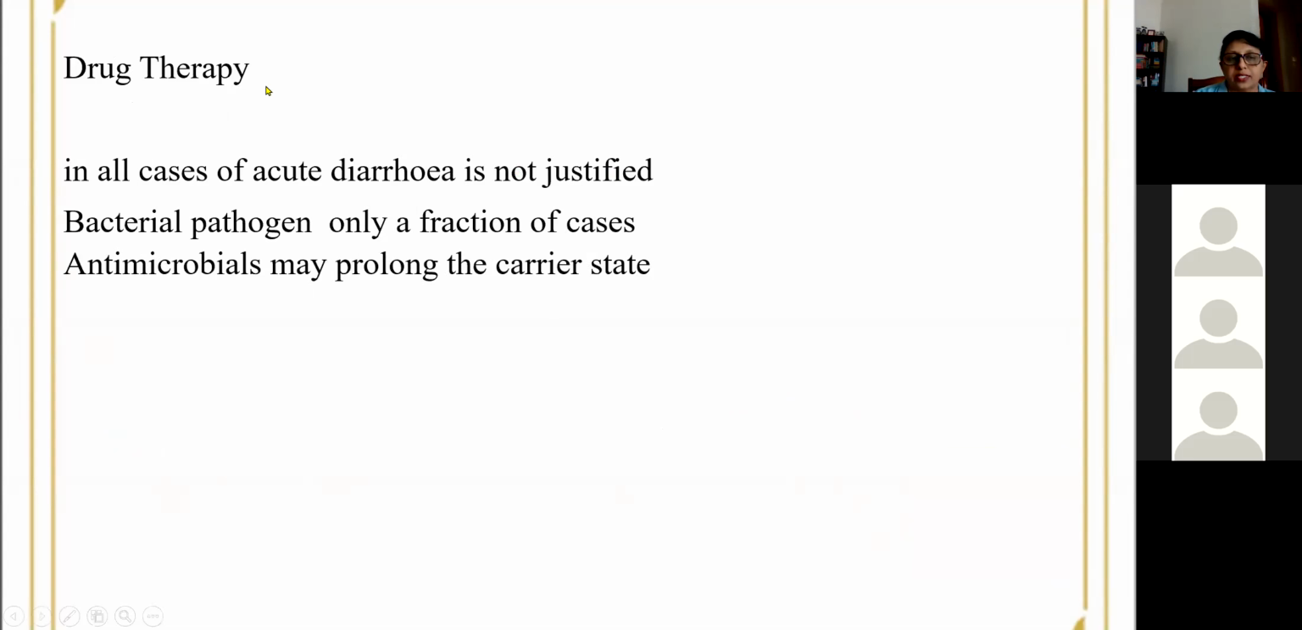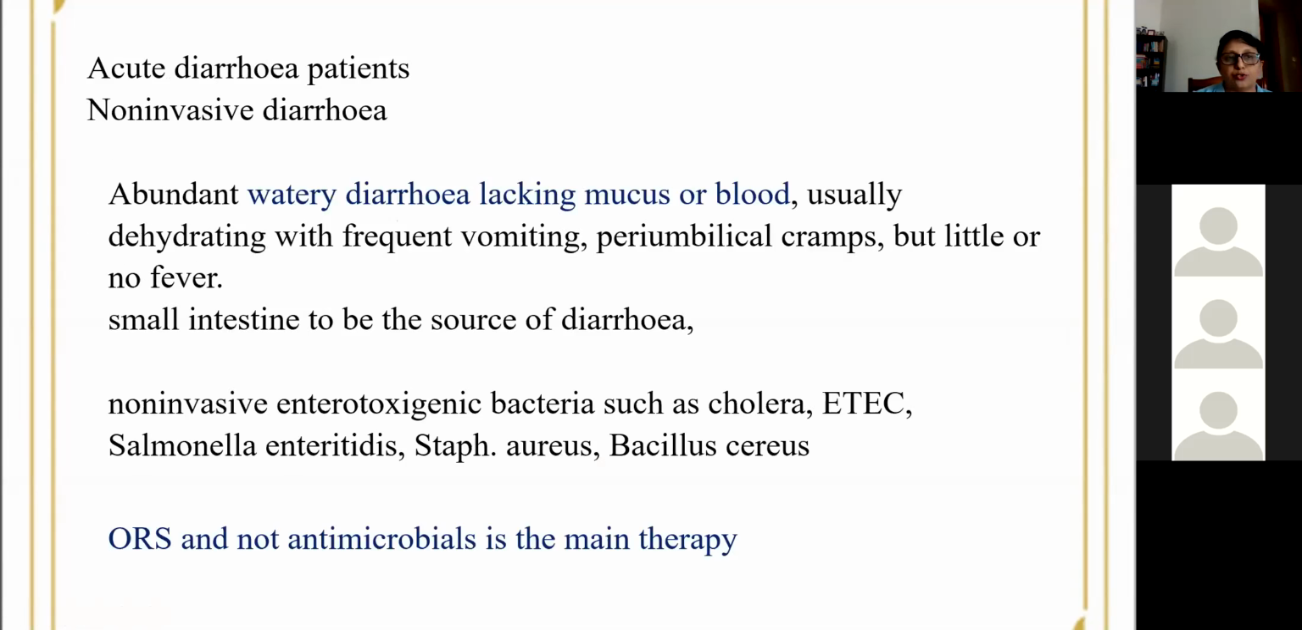Now coming to drug therapy. It is not advisable or justified to give drug therapy in all cases of diarrhea, because only in a fraction of cases is the pathogenesis by bacteria. And if you give antimicrobials, it may prolong the carrier state also.